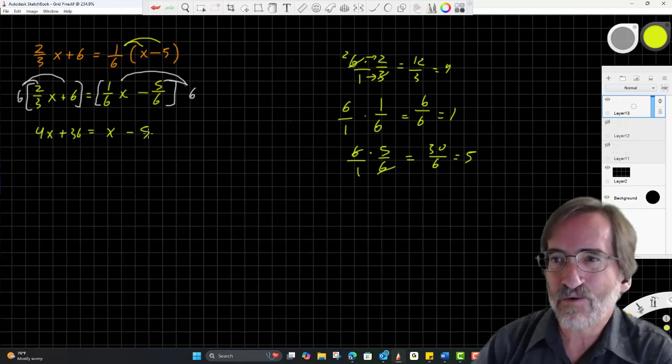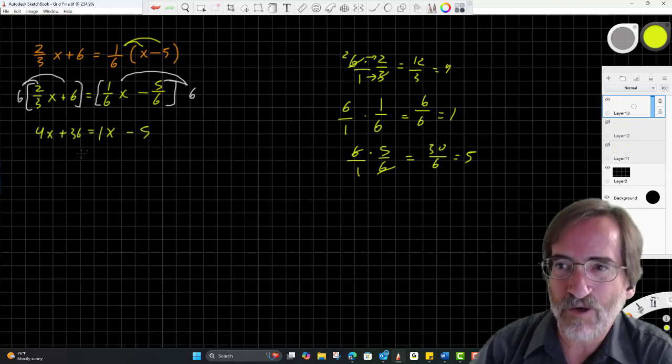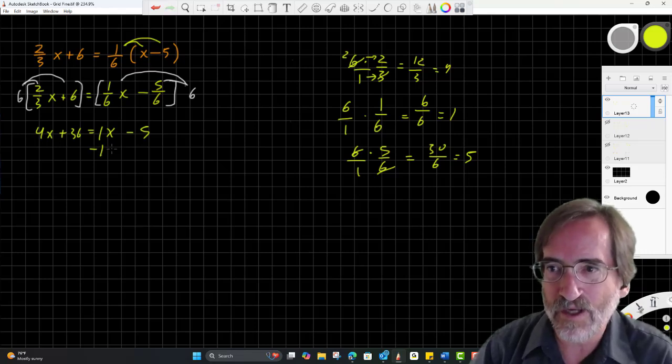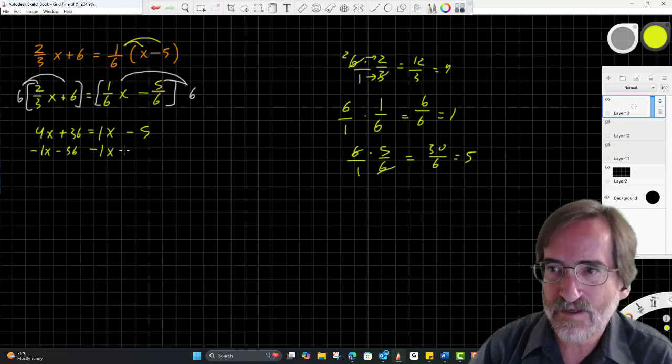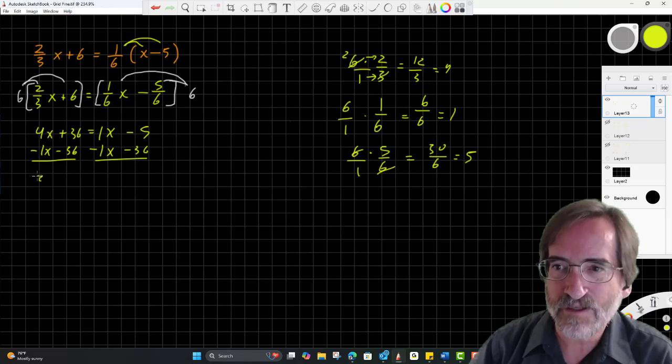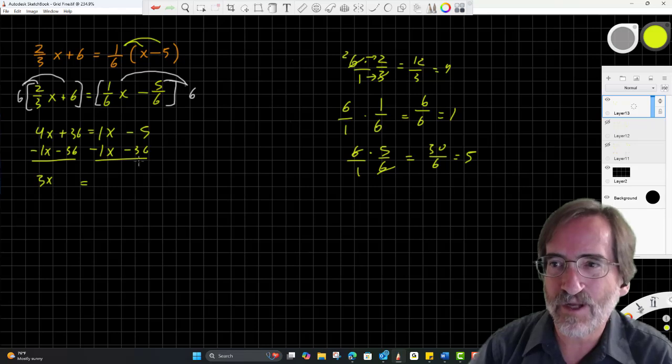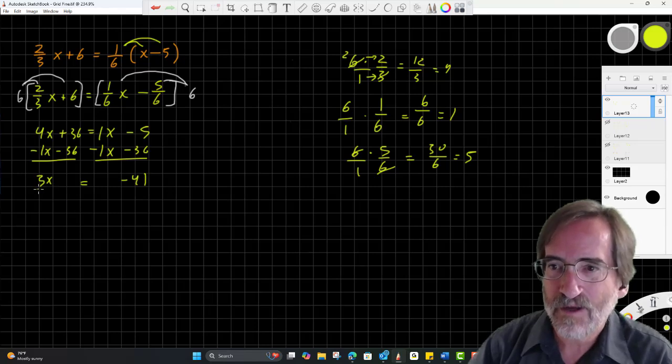Right? And so now we can answer the question, what's smaller, 1x or 4x? 1x is smaller, so I'm going to take away 1x from both sides and subtract 36. 4x minus 1x is 3x. 36 minus 36 is 0. 1x minus 1x is 0. Negative 5 and negative 36 is negative 41. Okay, we're almost done. Divide both sides by 3.